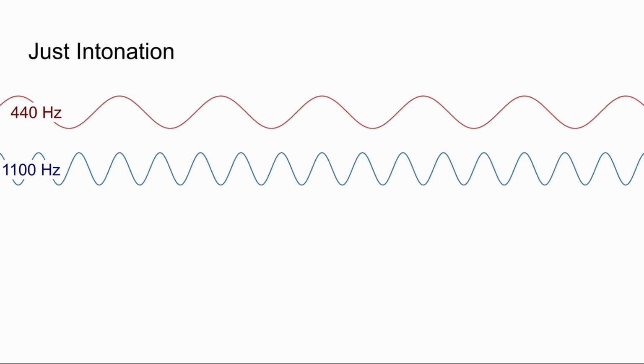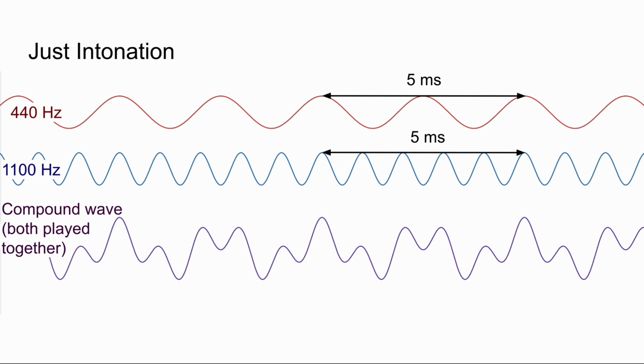This means that the 1100 Hz wave will complete 5 cycles in the time that it takes the 440 Hz wave to complete 2 cycles. Both will take 5 milliseconds. So that means we know that the compound wave will repeat every 5 milliseconds as well. Let's now listen to the notes one by one and then together.